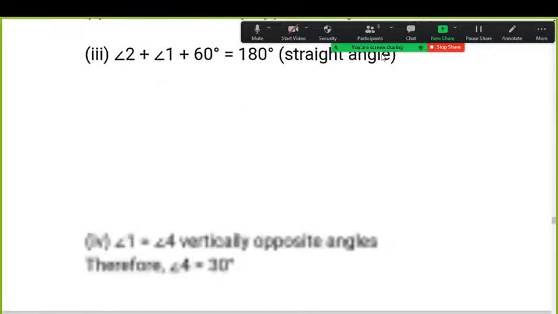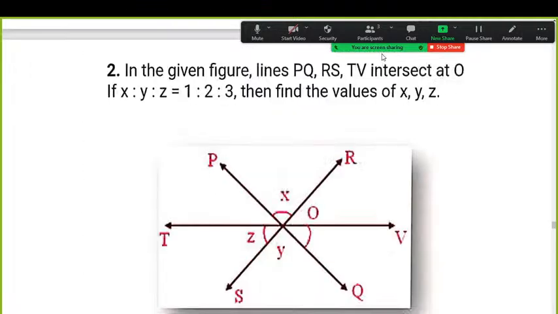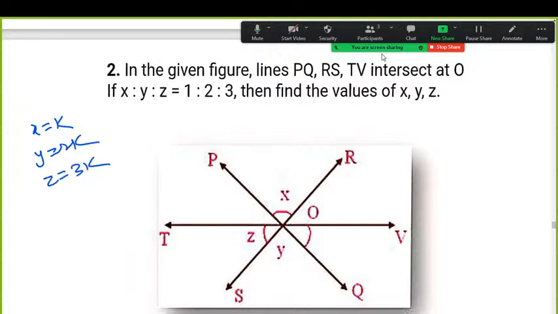Now the question arises. How will you solve this? X is to y is to z is given to be 1 is to 2 is to 3. If something is written like this, you can just assume x to be k, y to be 2 times k, z to be 3 times k. Now it's so easy to solve. X is how much? k. Y is how much? 2 times k. Z is how much? 3 times k.